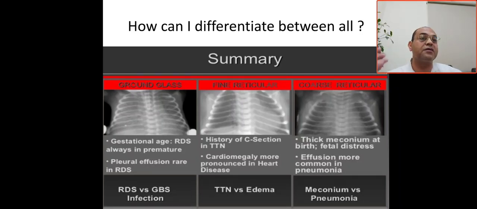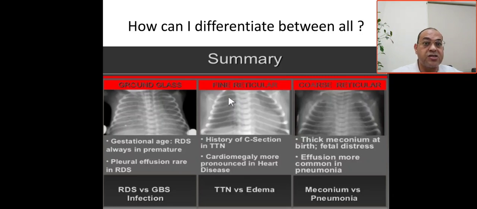We call it wet lung. They call it fine reticular infiltrate, fine reticular density, fine reticular appearance. So we have only two differential diagnoses: TTN or pulmonary edema due to cardiac disorders. How to differentiate? I will take the history, examination, and laboratory, then check the natural history of the disease, the onset and course.